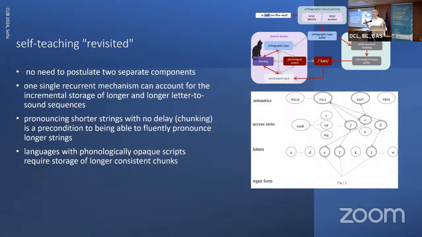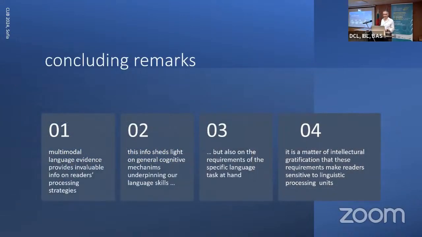You don't need to postulate two different ways of reading or two different styles of reading. You can just compress them into a single mechanism. Okay, that's the end of the story. So we showed, I hope I showed, that multimodal language evidence provides invaluable information on readers' processing strategies. Okay, this info sheds light on general cognitive mechanisms underpinning language skills, like, for example, the phonological buffer mechanism, the working memory mechanism. But we believe that it also sheds light on the requirements of the specific language task at hand. And I think, at least for me, I hope you're going to share this view, that it is a matter of intellectual gratification that these requirements make readers sensitive to genuine linguistic processing units.